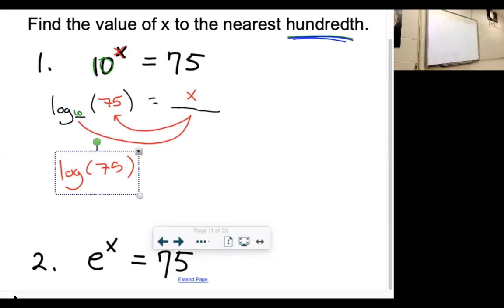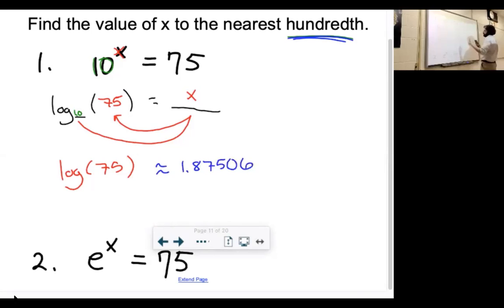So when I do it, I find the log key, I type 75, close my group, hit enter, and in this case, that's equal to x, but it's approximating to 1.87506, and so on. I'm rounding to the nearest hundredth, so this is going to give me 1.88 as an answer.